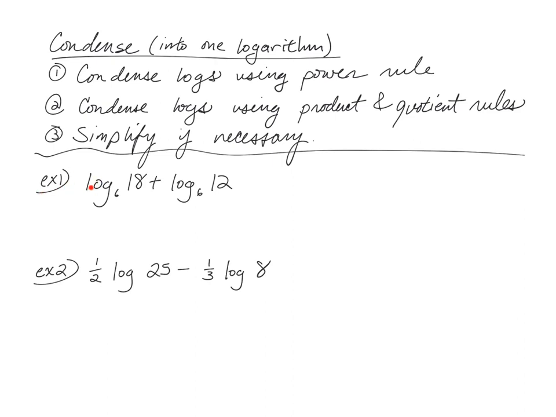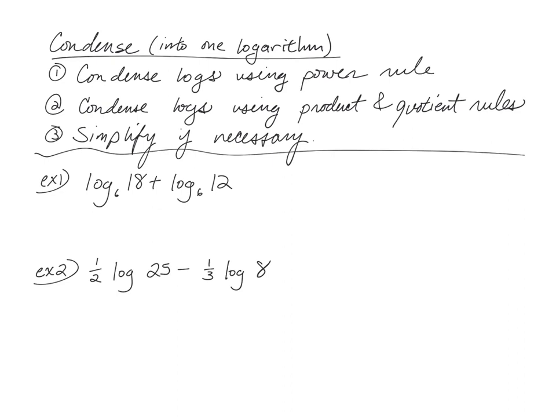We have example 1, log base 6 of 18 plus log base 6 of 12. All right, so the first thing we need to do is condense logs using the power rule. And when we use the power rule in condensing, we're looking for any numbers that are in front of the log, any coefficients for the log. And in this example, there are no coefficients for either of these logs. So we can jump down to step 2, which is condense logs using product and quotient rule.